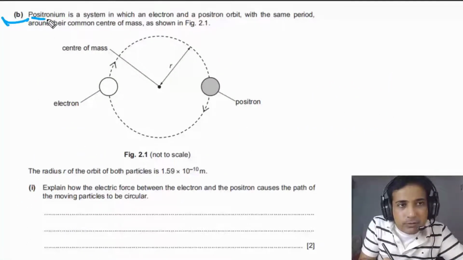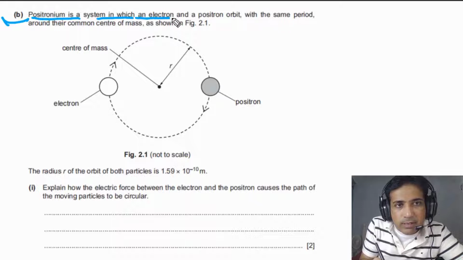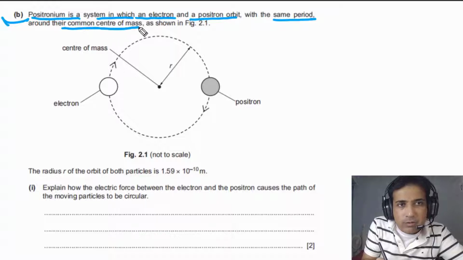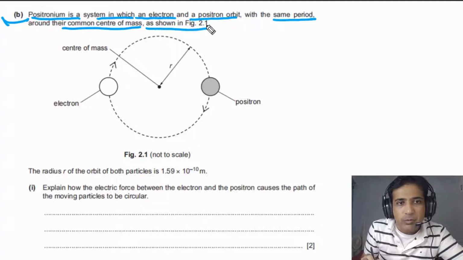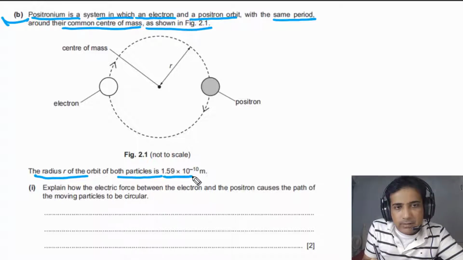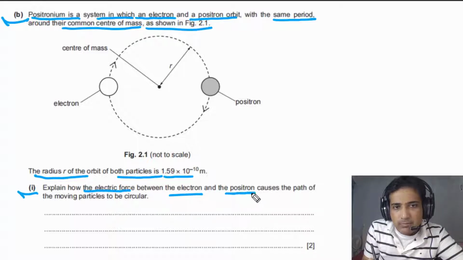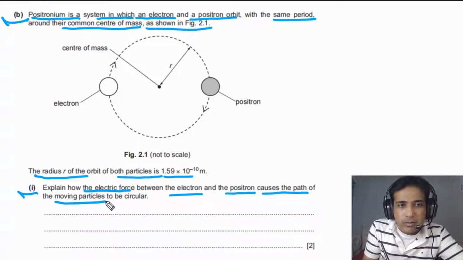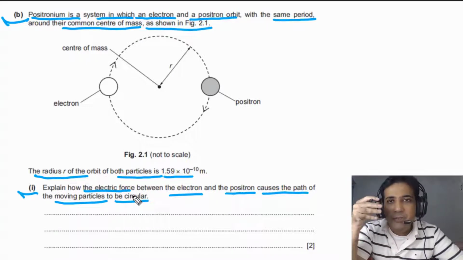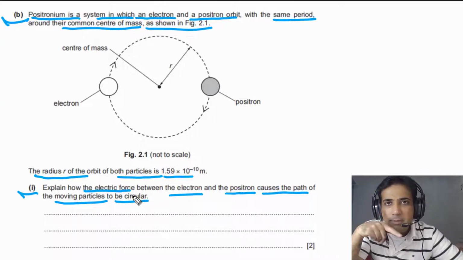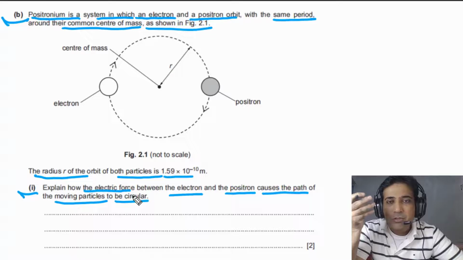For part B, it is given to us positronium is a system in which an electron and a positron orbit with the same speed about a common center of mass, as shown in figure 2.1. The radius r of the orbit of both particles is 1.59 times 10 to minus 10 meters. For part B1, we need to explain how the electric force between the electron and the positron causes the path of the moving particles to be circular. So simply we need to explain why these particles are moving in a circle, or simply why they are doing circular motion. So this is what we need to explain.